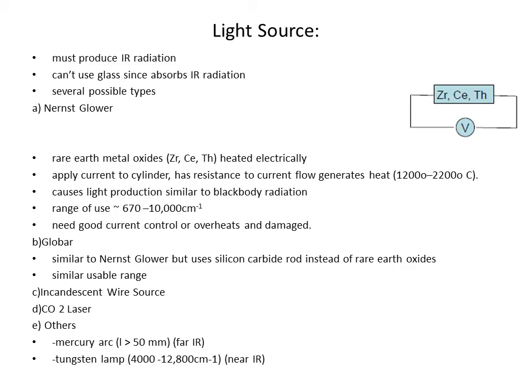The third one is the incandescent wire source. The next one is the CO2 laser. Mercury arc and tungsten lamp are also used, but the mercury arc is mainly used for the far IR region, and the tungsten lamp is used in the near IR region. So that is the difference. The mainly used light sources in an IR spectrophotometer are the Nernst glower and Globar. Other things you are supposed to remember.